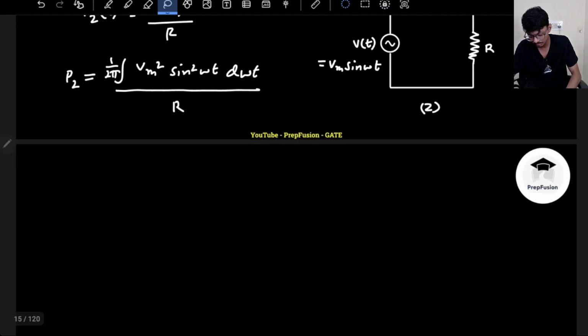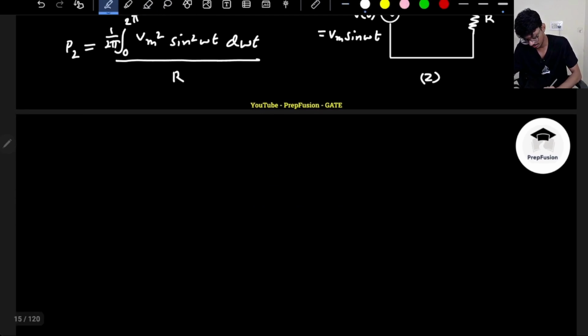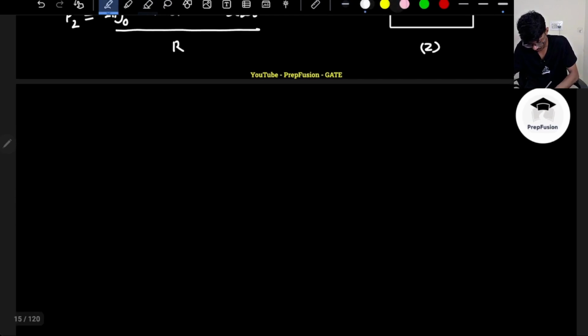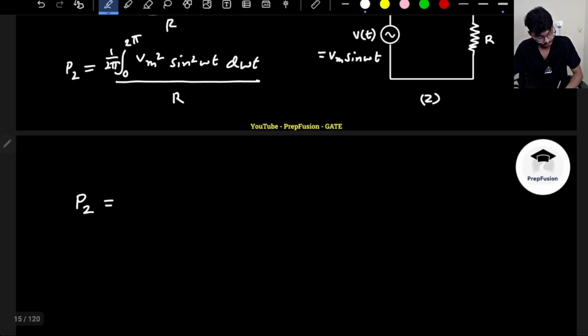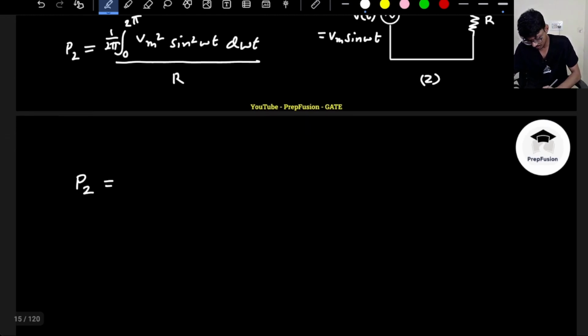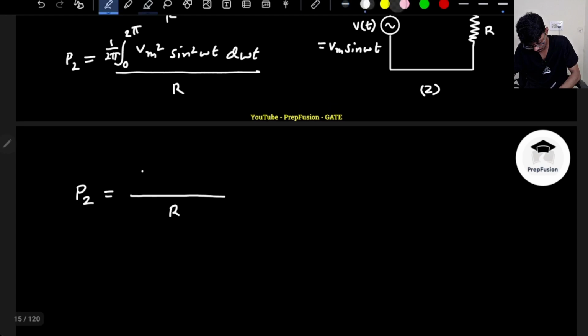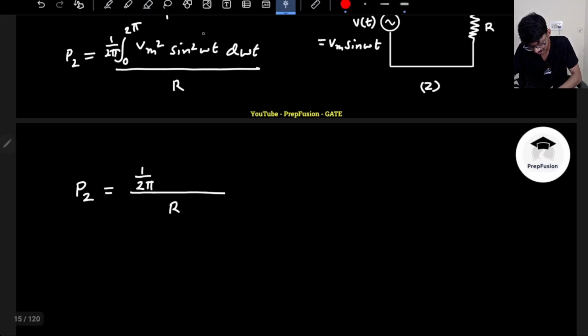So what is the value of this? I will vary from 0 to 2 pi. So this will be basically divided by R. Ultimately, what is the integration of sine square omega t?